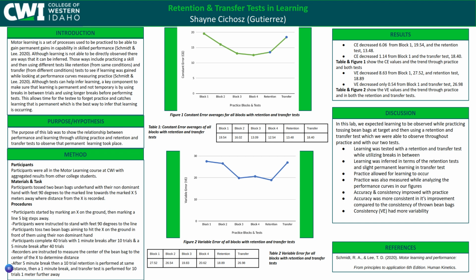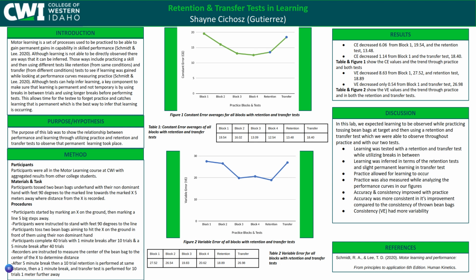Now, the nitty gritty here. In this lab, we expected learning to be observed while practicing tossing bean bags at targets and then using a retention and transfer test, which we were able to observe throughout practice and with our two tests. Some things that we did see while performing this experiment, and then looking at aggregated results as well, was that learning was tested with retention and transfer tests while utilizing breaks in between. That's how we have to test the learning.